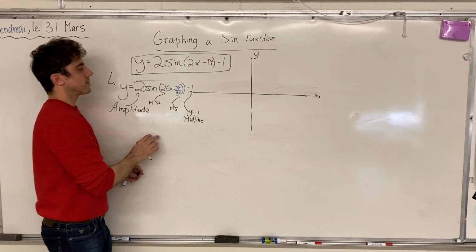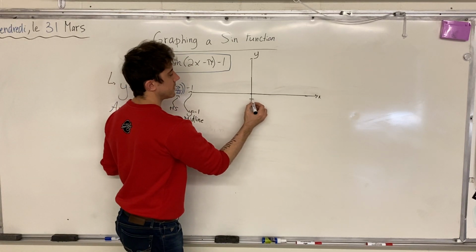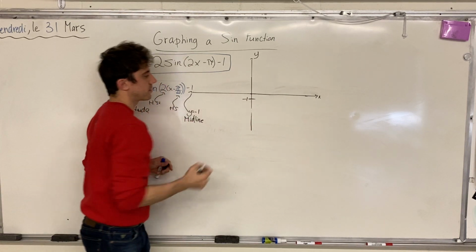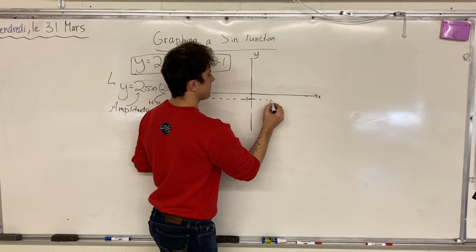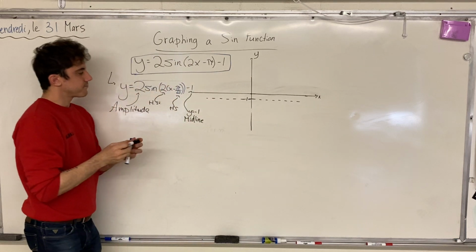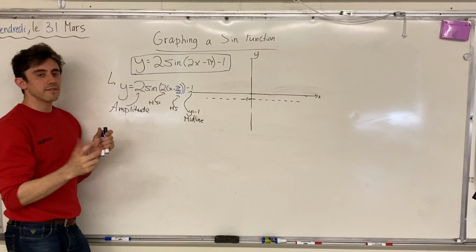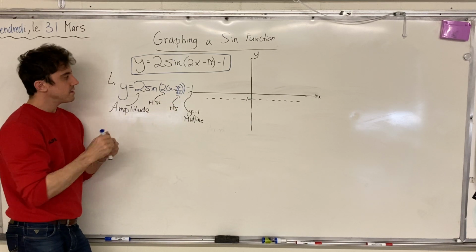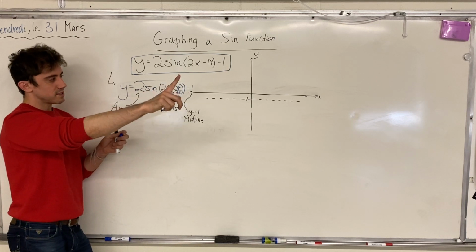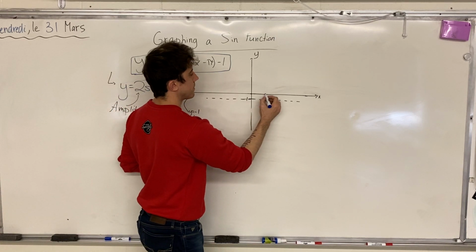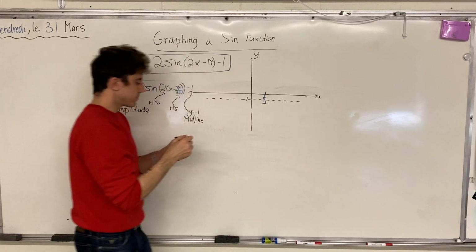What I like to do is first pop the midline onto the graph so I know where my sinusoidal axis is going to be, and I like to draw a dotted line. Tends to make things easier. Next, I like to start at my horizontal shift, because that acts as our starting point. Since it's x minus pi over 2, we're going to go forward by pi over 2 units in the positive direction. Let's make that around here, pi over 2, something like that.